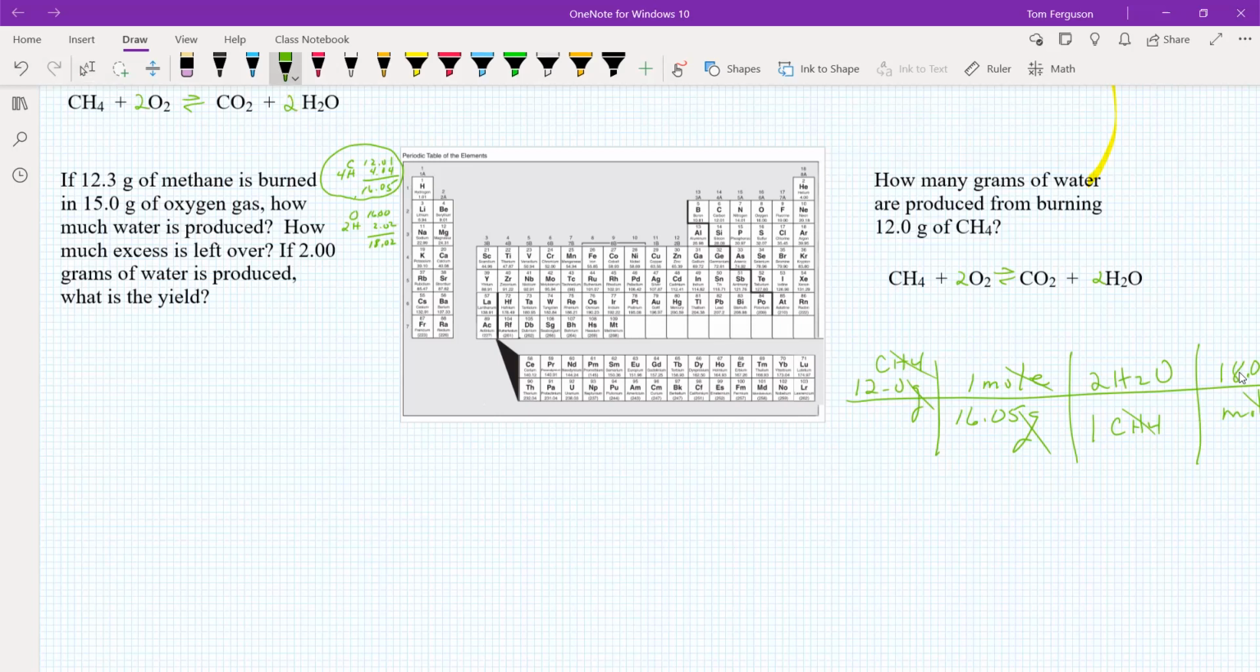So which limits the reaction? The oxygen gas or the methane? And we have to do a calculation to determine that. Now, the calculation is going to look very familiar. And I ask you how much excess is left over. Then I also tell you, if 2 grams of water is produced, what's the percent yield?